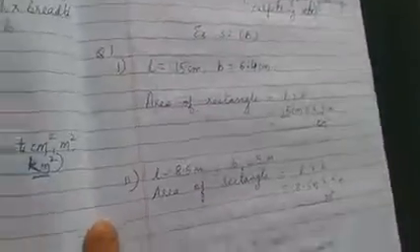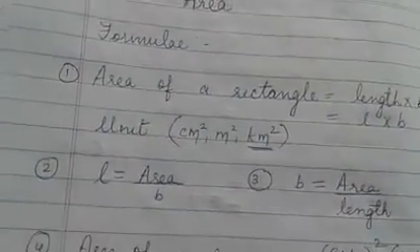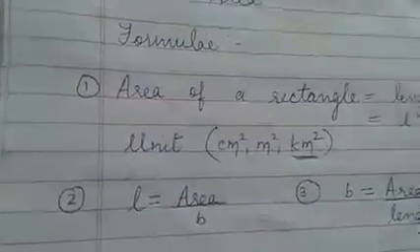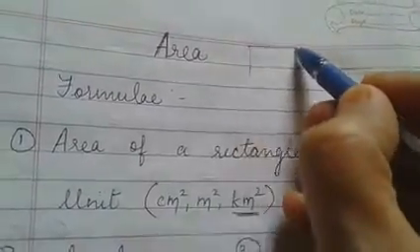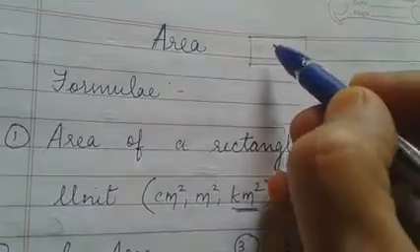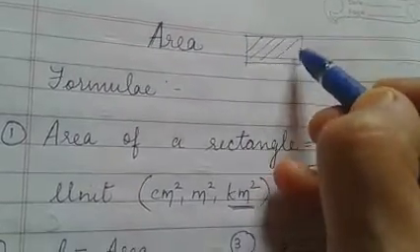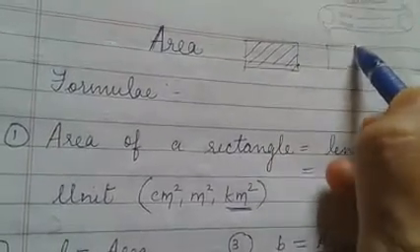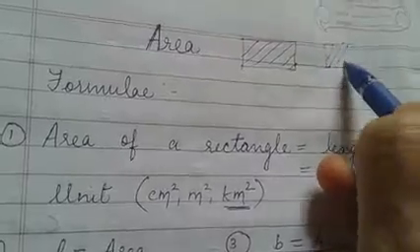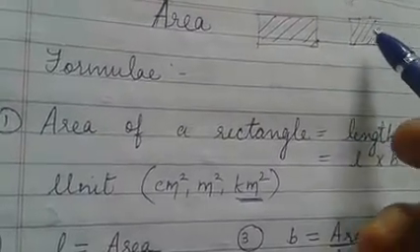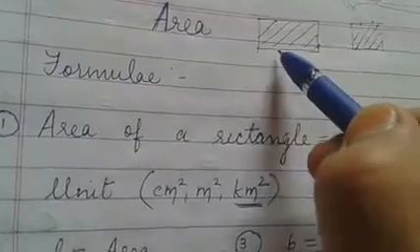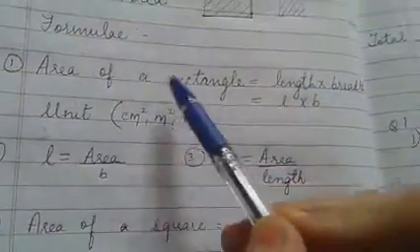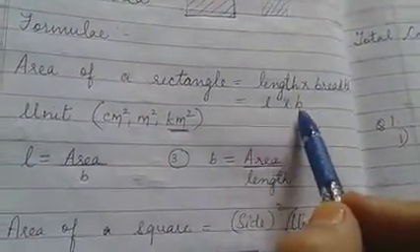Okay. The next thing we are going to see is area: the area of a rectangle and the area of a square. Before that, let us see what area is. Area is the space occupied by a rectangle. Similarly, the space occupied by a square is known as its area. So this is the length and this is the breadth. We have the formula: area of a rectangle is equal to length into breadth, L into B.